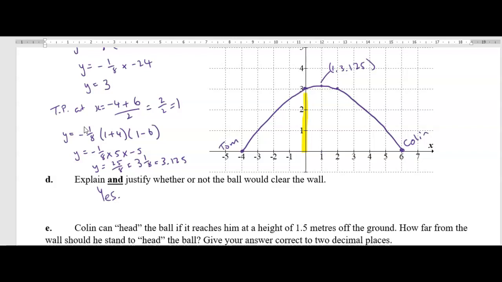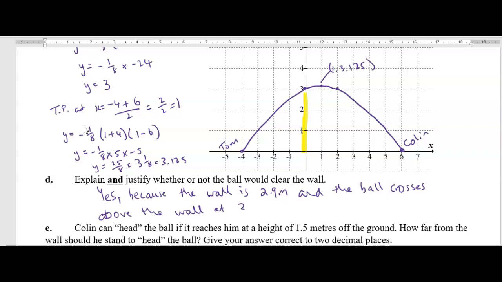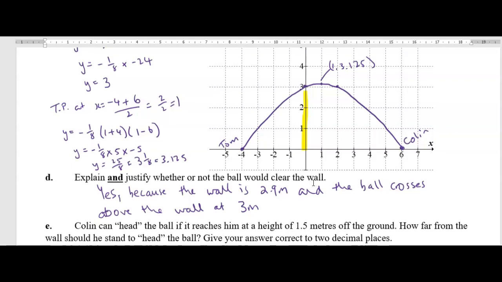Yes, basically because the wall is 2.9 meters and the ball crosses the wall, the top of the wall or above the wall, at 3 meters. That's probably good enough. You could say there's 10 centimeters between them.